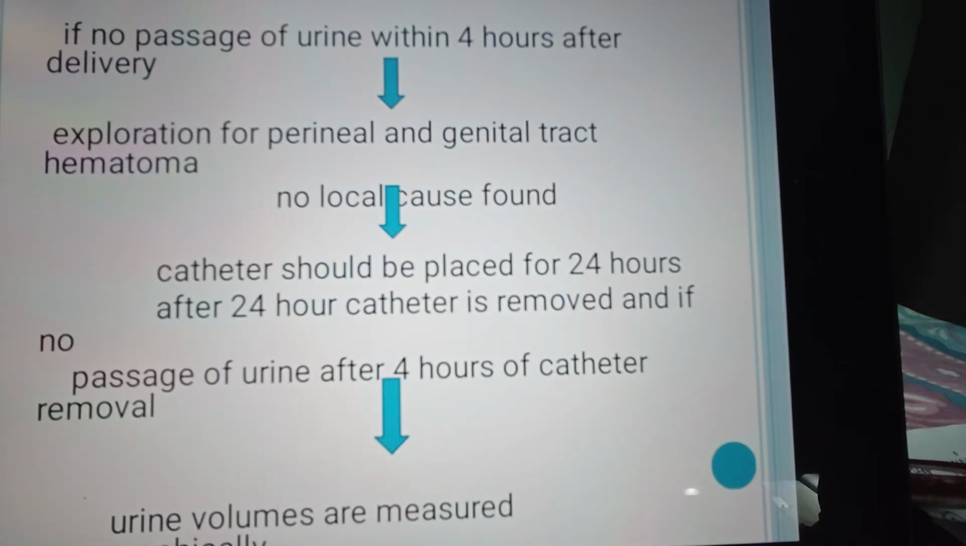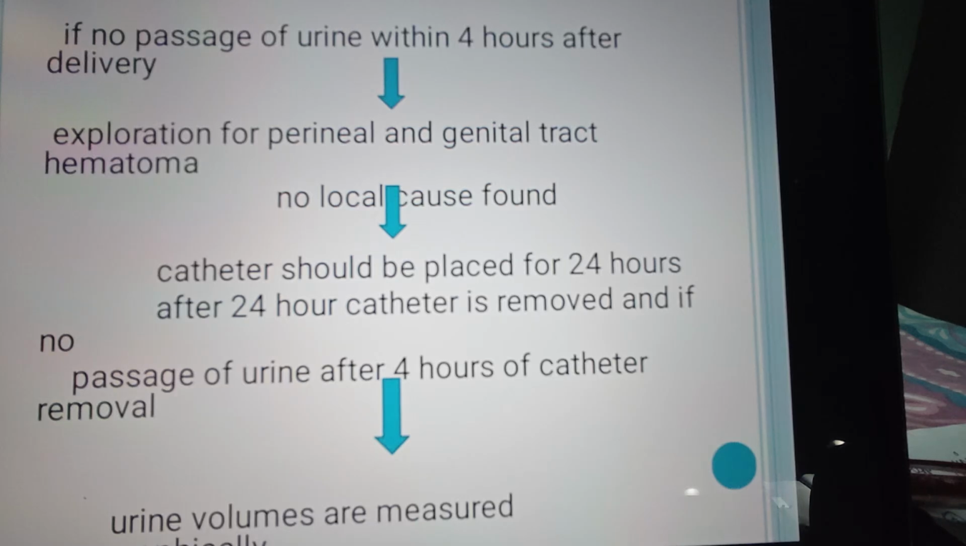And if this female has not passed urine within 4 hours after delivery. So a threshold period of 4 hours is taken after delivery. If in these 4 hours the female has not passed urine, what do we do? First we have to examine the perineal area and the genital tract. And why are we exploring this? Because this could be a hematoma which is causing distension and compressing the urethra, or because of pain the patient is not able to urinate.